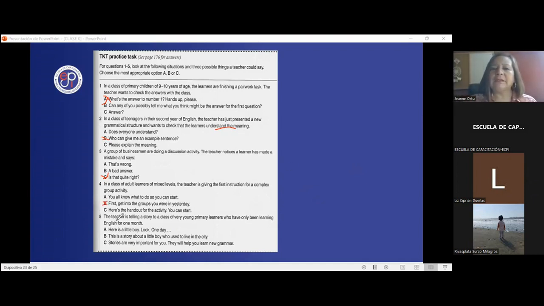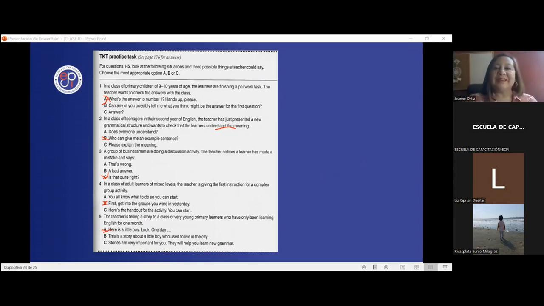What about number 5? The teacher is telling a story to a class of very young primary learners who have only been learning English for 1 month. Here's a little boy. Look, one day. This is a story about a little boy who used to live in a city. Stories are very important for you. They will help you learn new grammar. So how do you start telling your students a story? A, B, or C? Letter A. Exactly. Yes, you can start, or you can start, once upon a time, there was a boy, right?